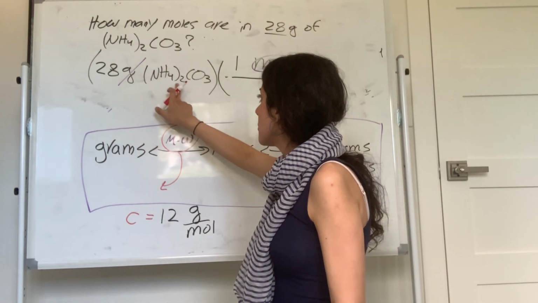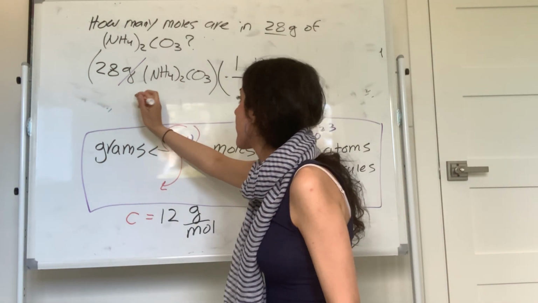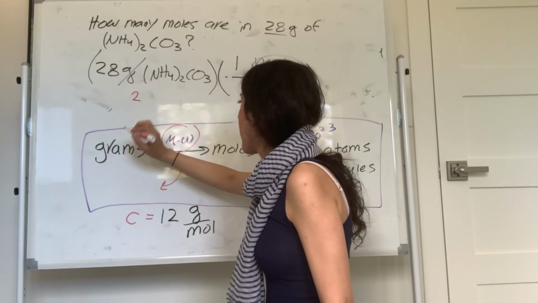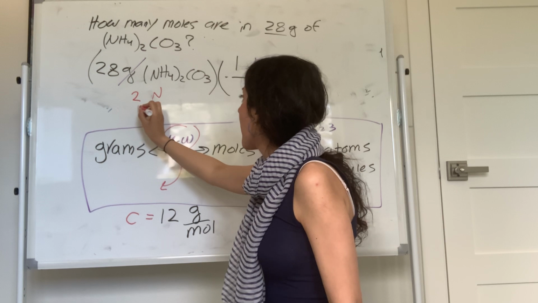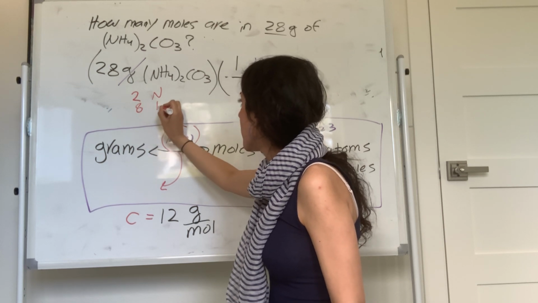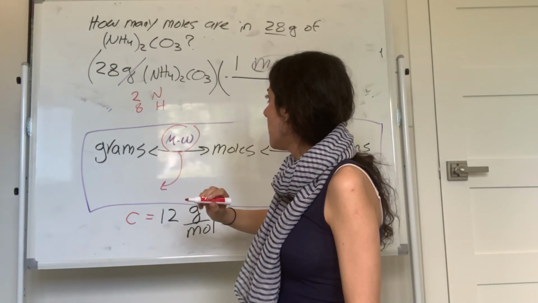So how many nitrogen do I have? I have 2 nitrogen. How many hydrogen do I have? I have 8 hydrogen. You guys are following me so far? Okay.